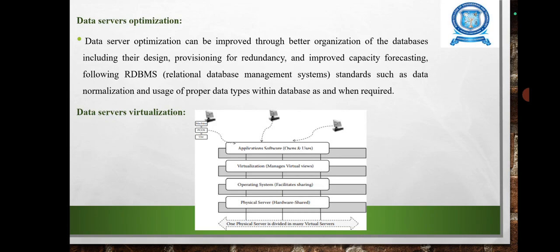Next one is data servers virtualization. Here in this diagram, it shows the data server virtualization as a key strategy. That means includes creation of many virtual servers from one physical server. That means it has been popular at efficient hardware resource utilization. It also has significant impact on reducing carbon emissions.